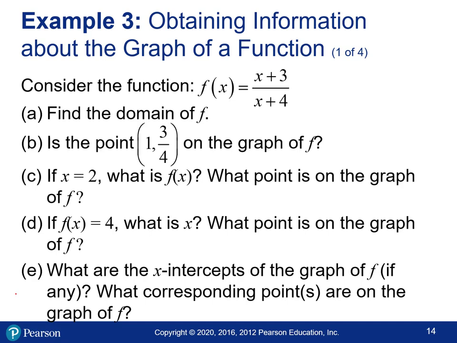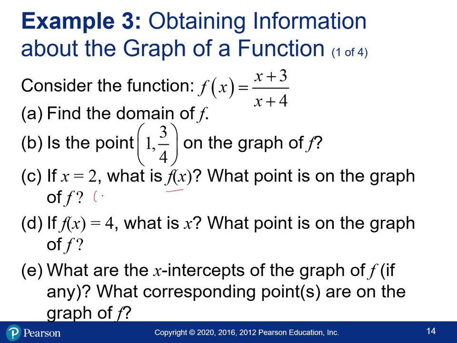Okay, so now let's consider this next example. New function, the function is (x plus 3) over (x plus 4). And last time we were given the graph, this time we're given the function, but we're going to find all of these things. The domain, we're going to answer this question about the point, is the point (1, 3/4) on the graph. Part C, if x is 2, what's y? That's how you would translate this. What is f of x, what's y? And then what would that point be on the graph?